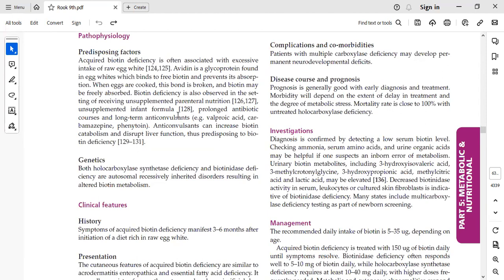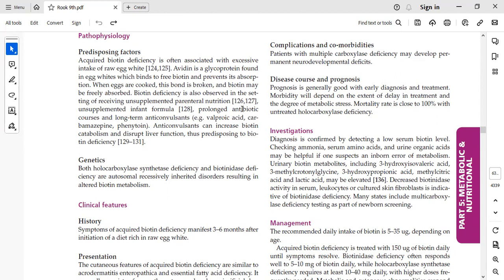Besides this, unsupplemented parenteral nutrition. In patients who are on total or peripheral parenteral nutrition, if that is not topped up with biotin, or if the infant formulas are not topped up with biotin, this also results in deficiency of vitamin B7.